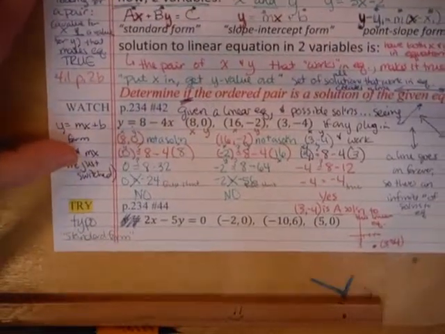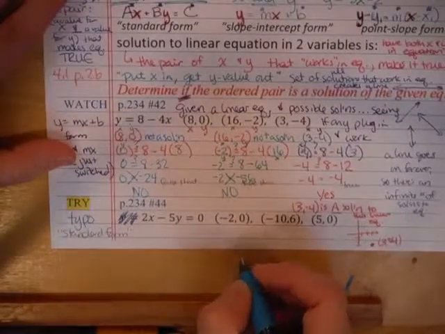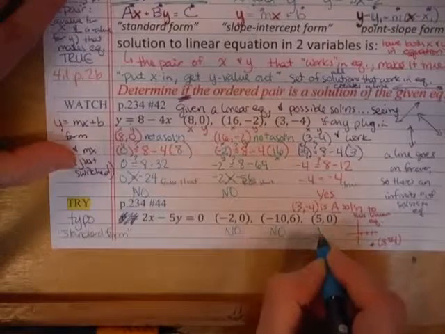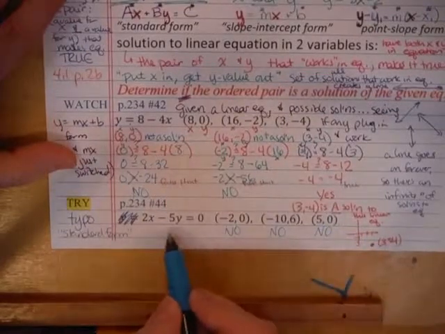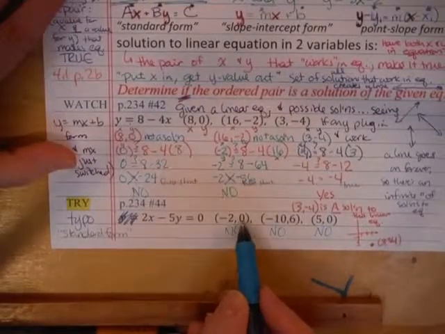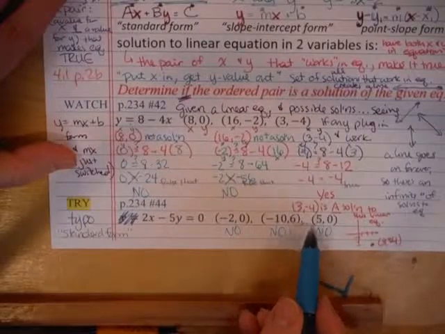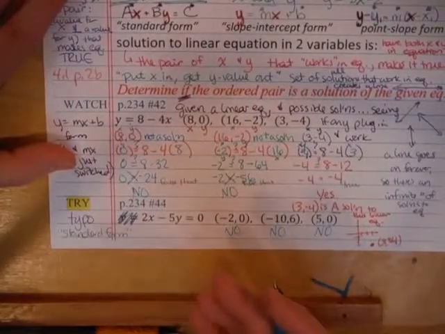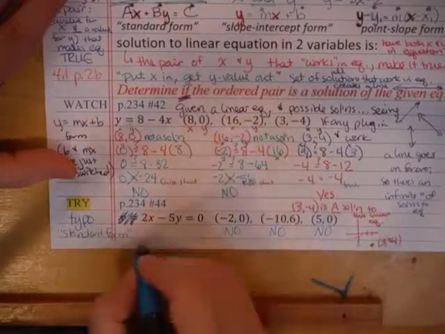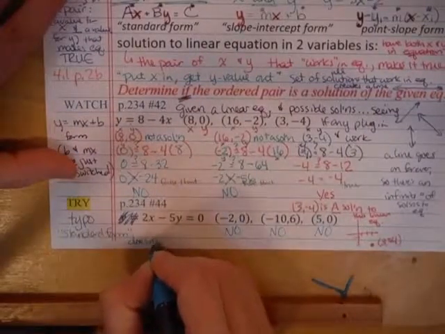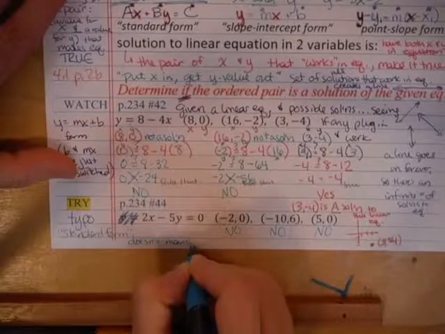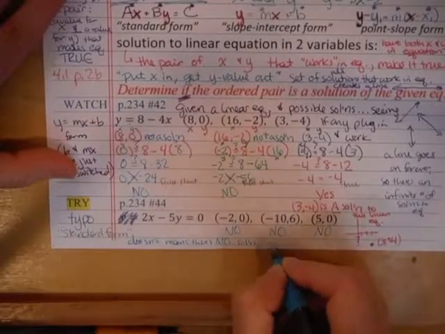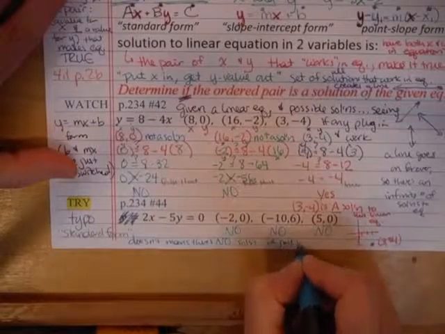Okay, so I'm going to slide this up just a little bit. When you try all 3 of these, none of them work. No, no, and no. None of them make a true statement when you plug in the first coordinate for x and the second coordinate for y. X and y, x and y. Okay? But does that mean there's no solution? No, it doesn't. So this doesn't mean there's no solution. We just haven't found one yet.